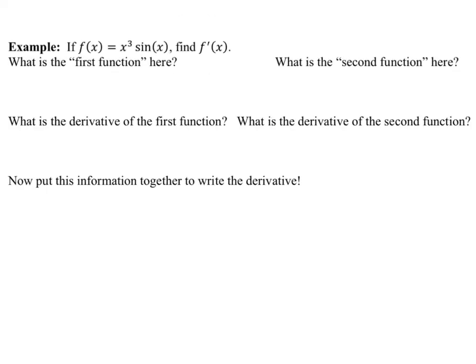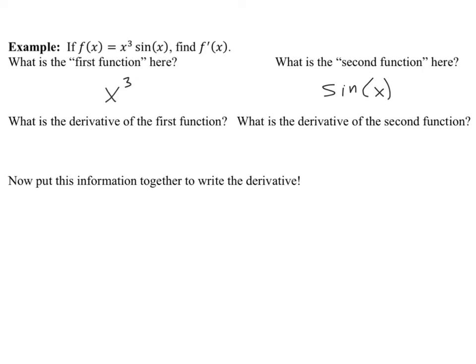So the first one, much like we did in the previous video, I've got some structure set up here so that we can slow ourselves down and see what we're working with. So our first function here is the function x cubed. And our second function, the second thing that's being multiplied together to give us our function, is sine x. So you can see that what we're really working with here is an x cubed function and a sine x function, and we're just identifying this is the first thing, this is the second thing.